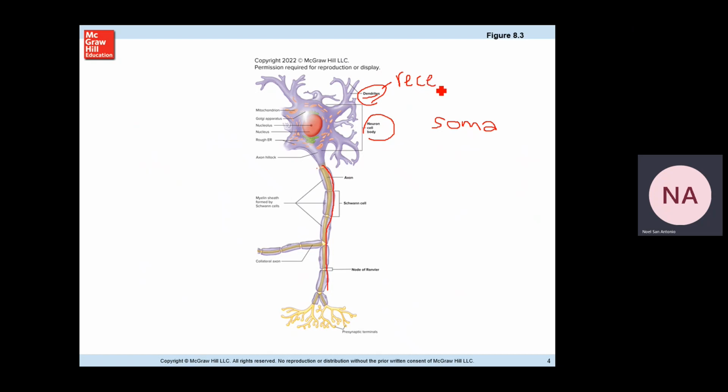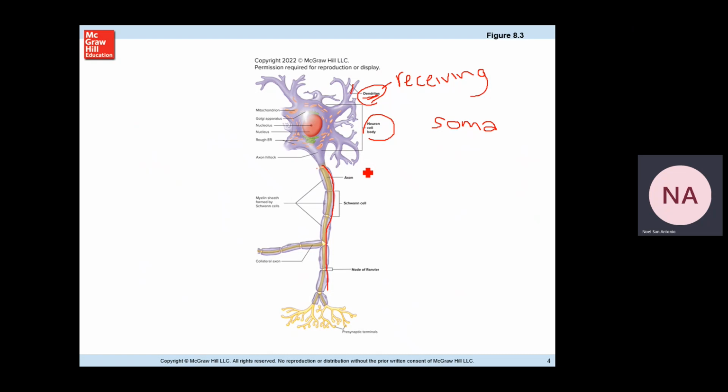Okay, bakit tinawag na receiving? Because they are the ones that receive impulses from the surrounding neurons in the nervous system. Kasi in our nervous system, you have millions of collections of neurons, magkakasama yan. And those neurons communicate by passing on impulses or action potential to each other. And when neurons pass on action potential to neighboring neurons, it is the dendrites that receive the action potential. Siya yung nagre-receive ng action potential.